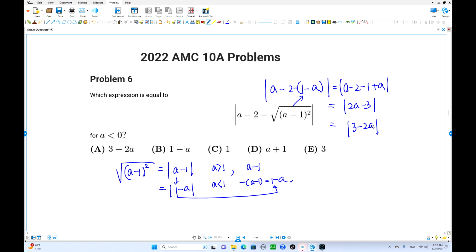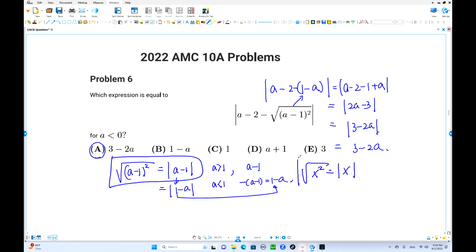Since this is negative, it's going to be positive, right? We don't need the absolute value. So 3 minus 2a is the answer. Choice A is the answer. Remember, this is equivalent, or you can use what? The square root of x squared is equal to the absolute value of x, okay?